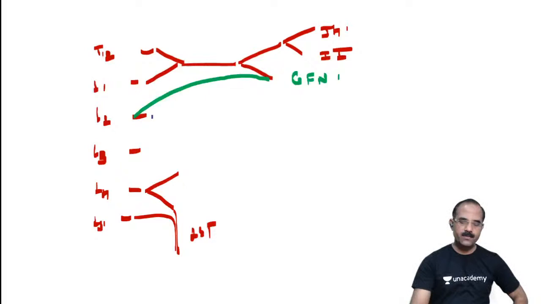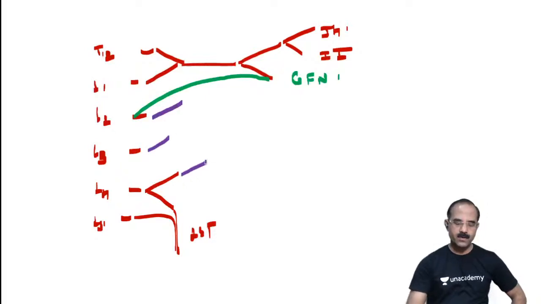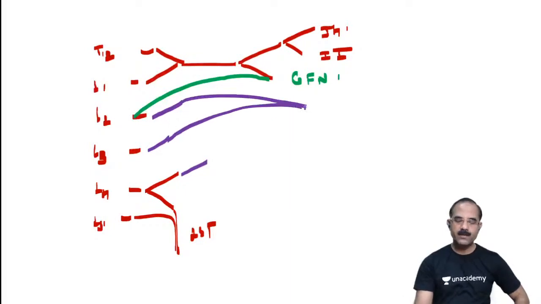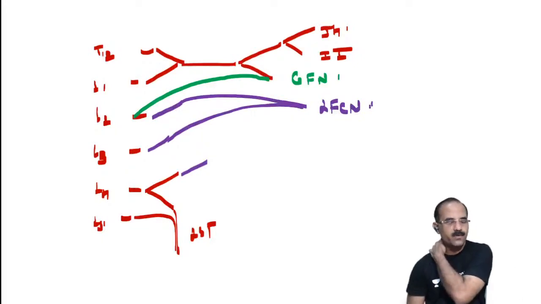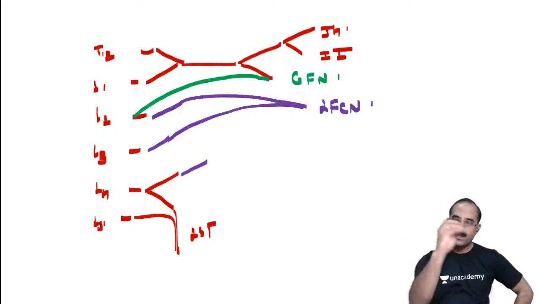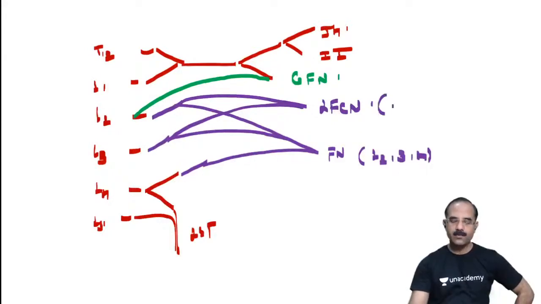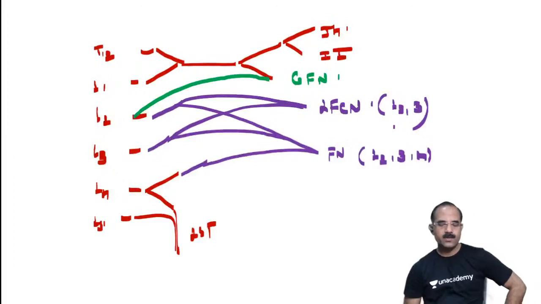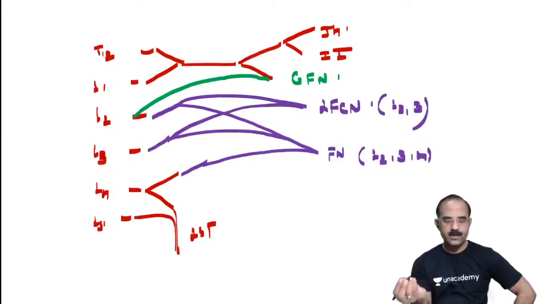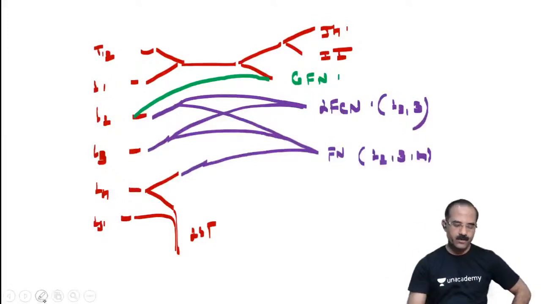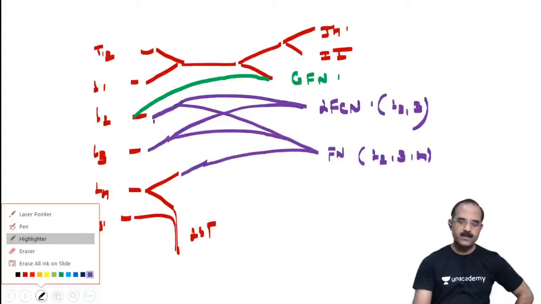After this, L2, L3, L4 divides into a dorsal and a ventral division. Dorsal division of L2, L3 forms the lateral femoral cutaneous nerve of thigh. Again, dorsal division of L2, L3 and this time L4. What's that? Femoral nerve. L2, L3, L4, that's femoral nerve. L2, L3, L4 forms the femoral nerve.